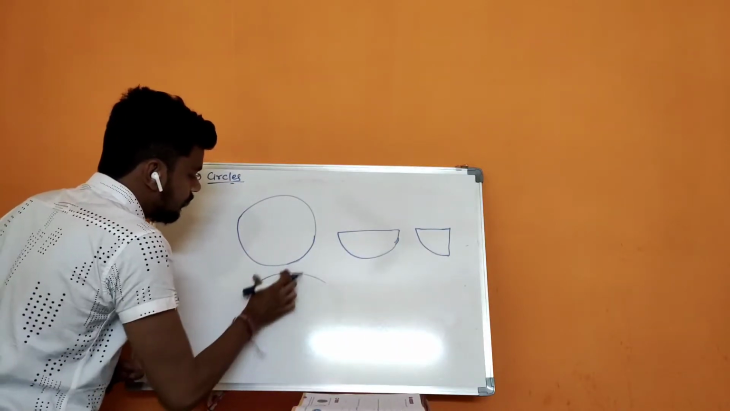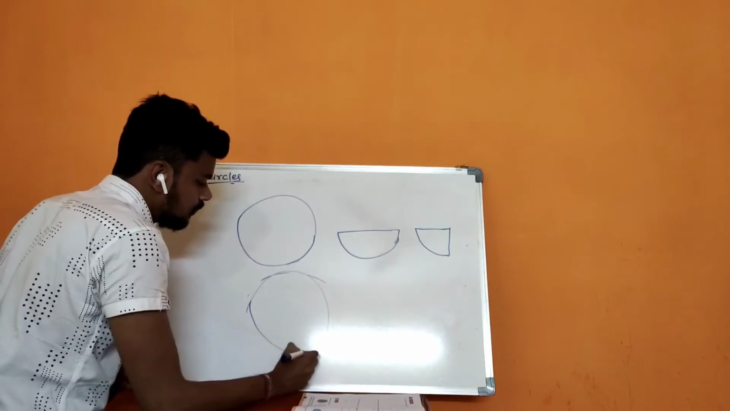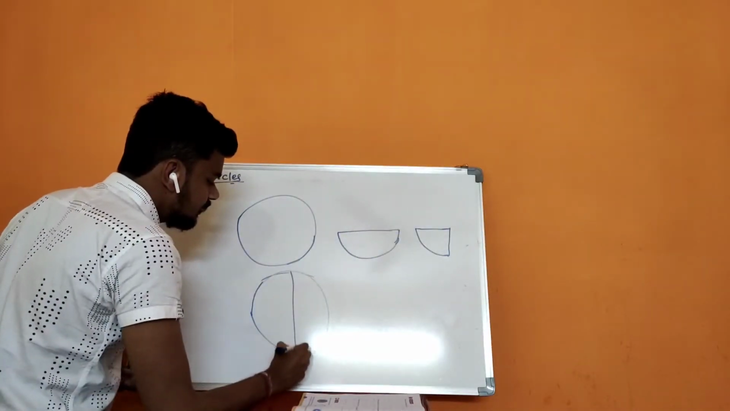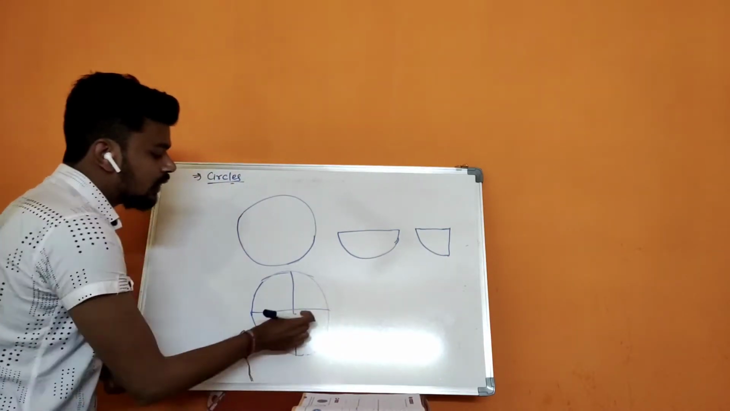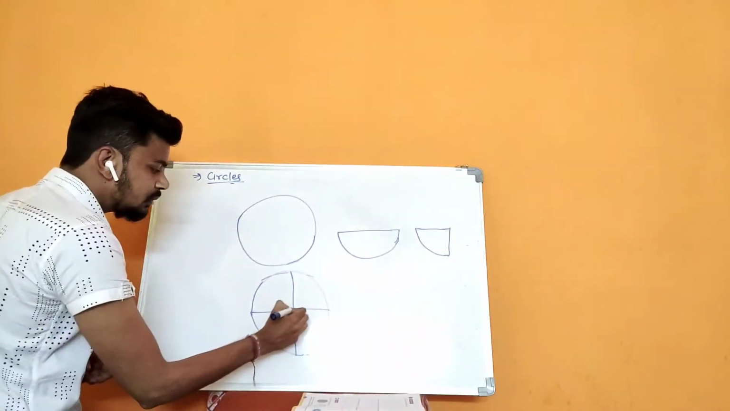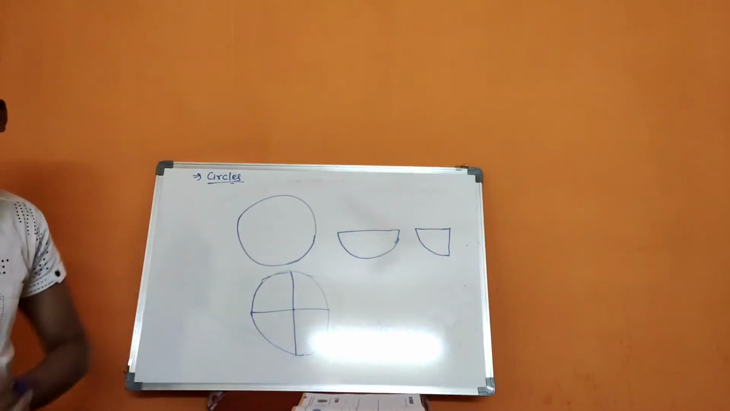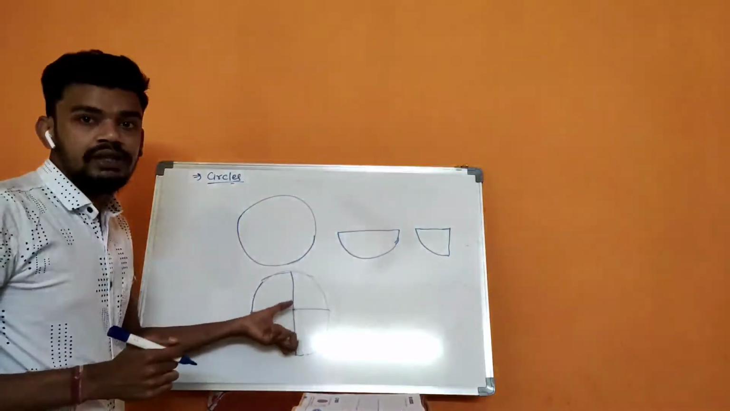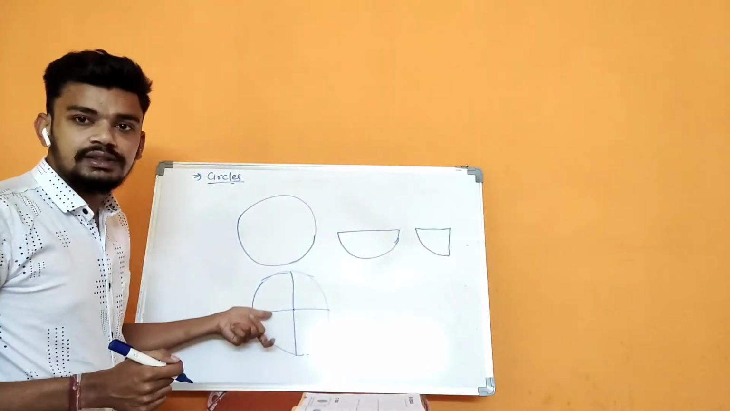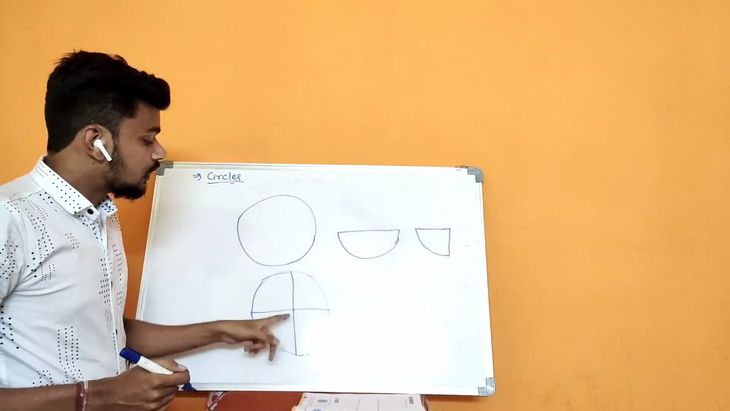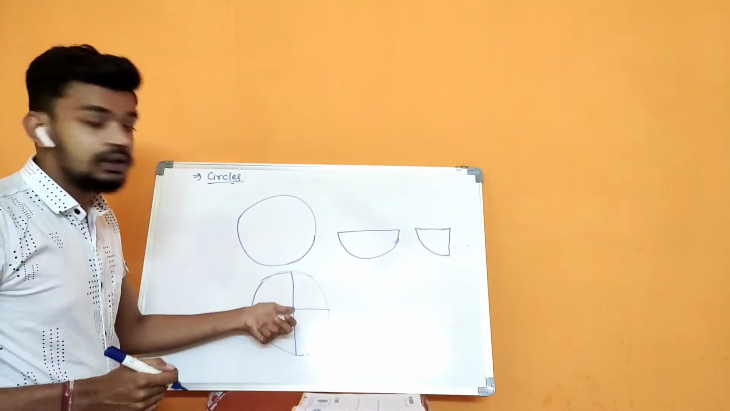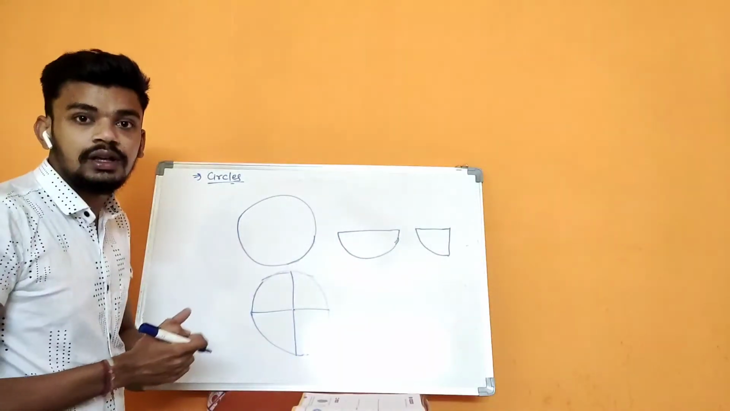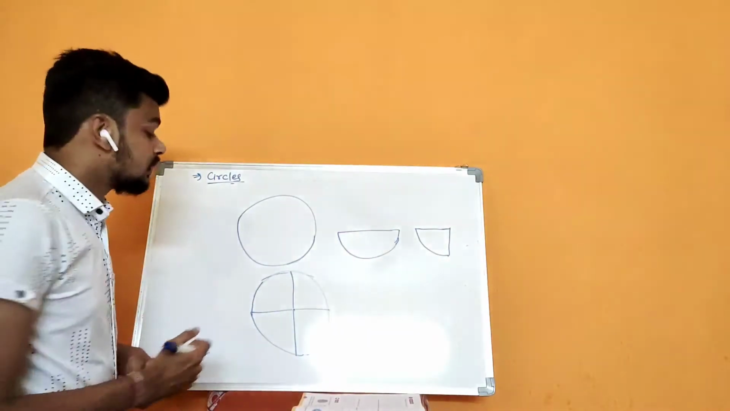When you open it, your figure would be the same circle, but there are creases on it. The point where the two creases meet, for example over here, is called the center of the circle. Understood? After we fold it two times, there would be creases, and the point where these two creases intersect would be the center of that circle. What do we call it? The center of the circle.